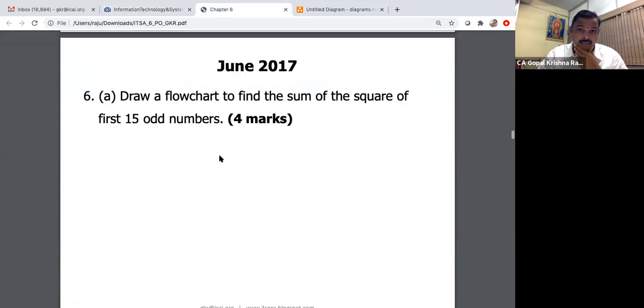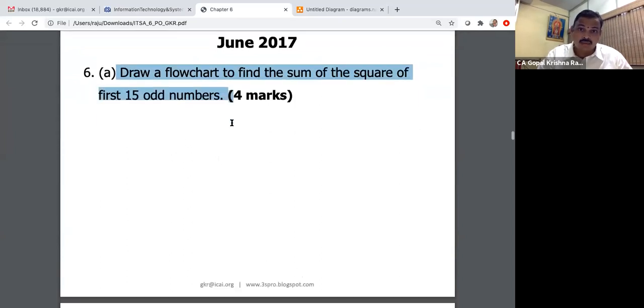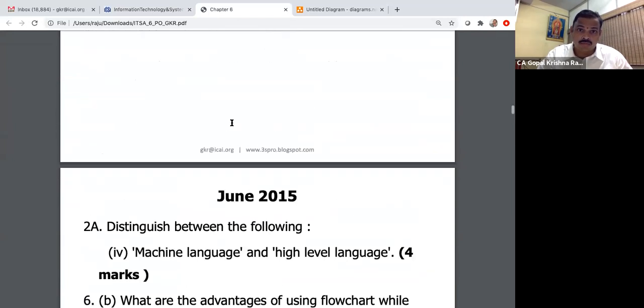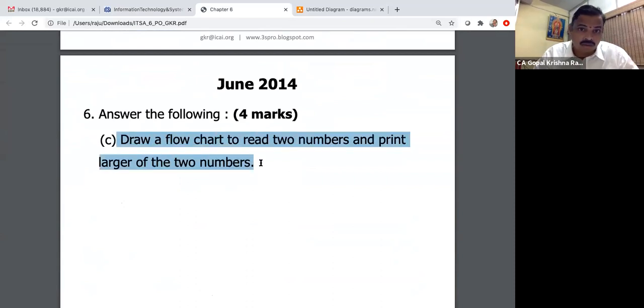So what are the major characteristics of an algorithm? Flowchart to find the sum of squares of first 15 odd numbers. So we'll do that also. I think I'll do one by one, step by step. So draw a flowchart to read two numbers and print the larger of two numbers. I'm going to do this.